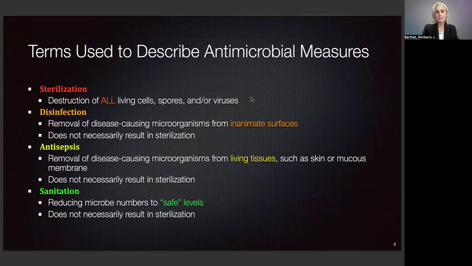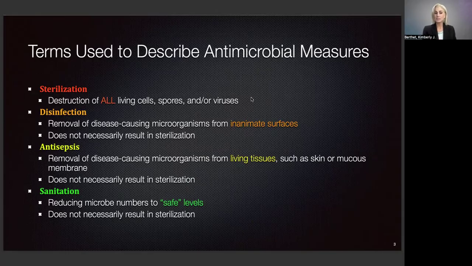Okay, looking at microbial measures, we have sterilization, disinfection, antisepsis, and sanitation. Looking at all of these from the top down, they go from stricter to less strict. Sterilization is destruction of all living cells, but it doesn't only contain living organisms; this is relevant to viruses as well. So this is the strictest form of antimicrobial measures, followed by disinfection. Disinfection is removing any disease-causing microorganisms from inanimate objects. It's an important distinction there.